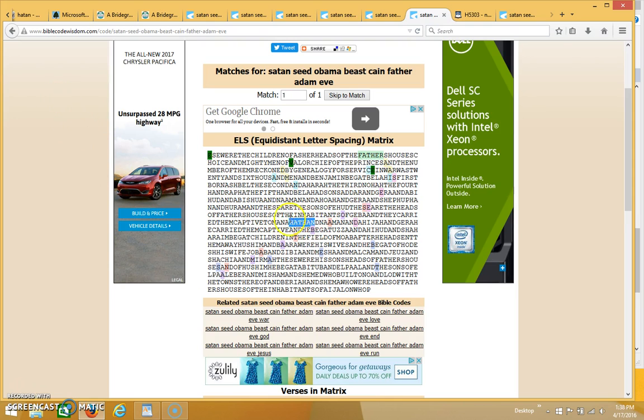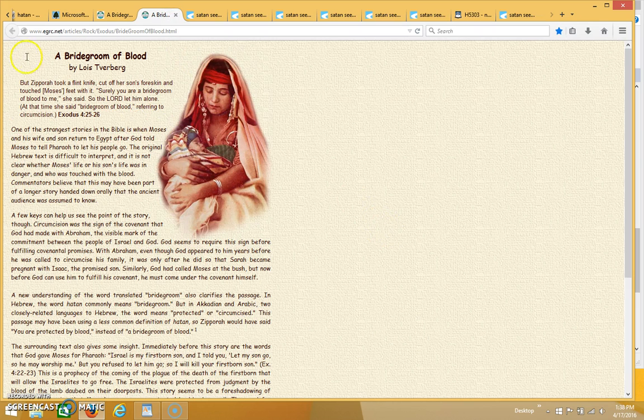And there's a lot of strange things associated with this word, because if you look in Scripture, there was this really strange statement that was made by Zipporah. It says, "But Zipporah took a flint knife, cut off her son's foreskin, and touched Moses' feet with it. 'Surely you are bridegroom of blood to me,' she said. So the Lord let him alone." And so there's a lot of controversy or confusion about what she was talking about and what that means.